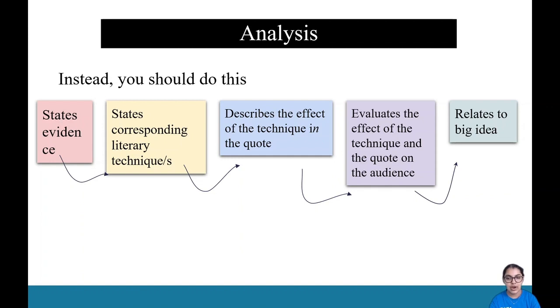Alrighty. So let's now have a look at what you should do next. Once you have described the effect of the technique, then you want to evaluate the effect of the technique and the quote on the audience. What is it trying to achieve? What is it urging the audiences to think about? That's really important. And remember, this is where you can also link back to context, to what the author is trying to achieve through the technique and what effect it is having on the audience in light of the context, in light of the authorial purpose, and then you relate it back to the big idea.